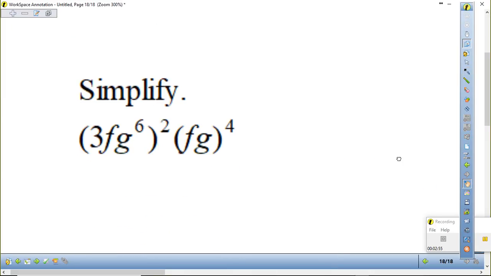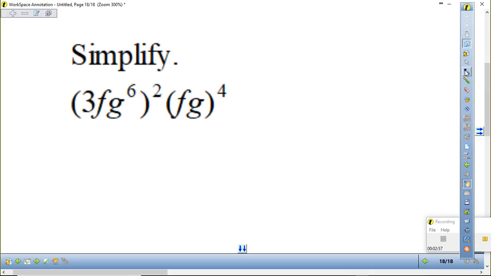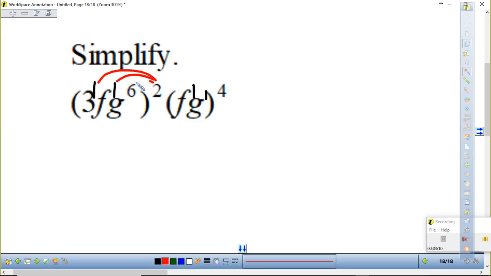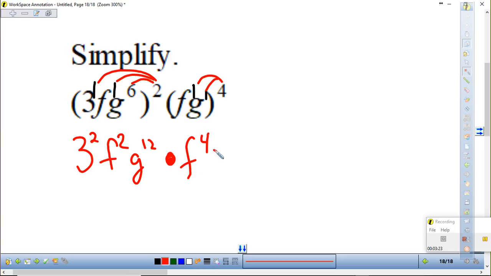Number 3 says, simplify. Once again, anything that does not have an exponent, put a 1. 1, 1, 1, and 1. So like that, you know that you need to distribute to each one of those exponents. So this is 3 to the 2nd, f to the 2nd, g to the 12, times, I'm indicating times because of parentheses, distribute, f to the 4th, g to the 4th.